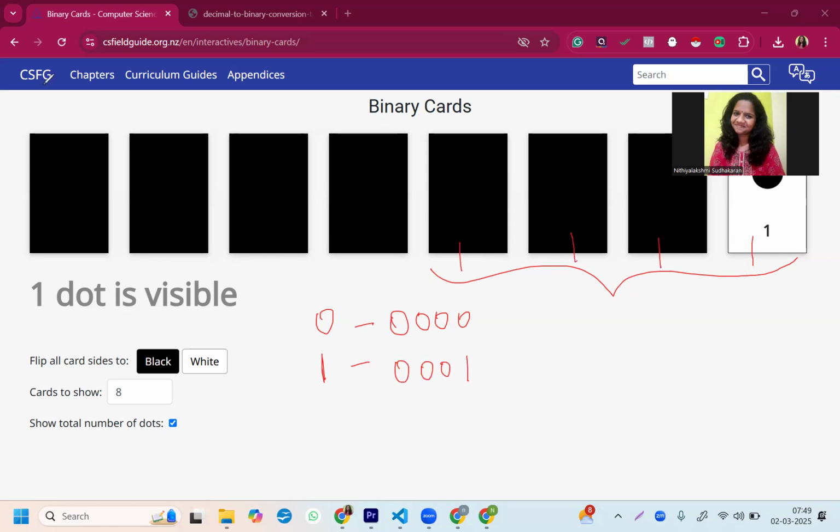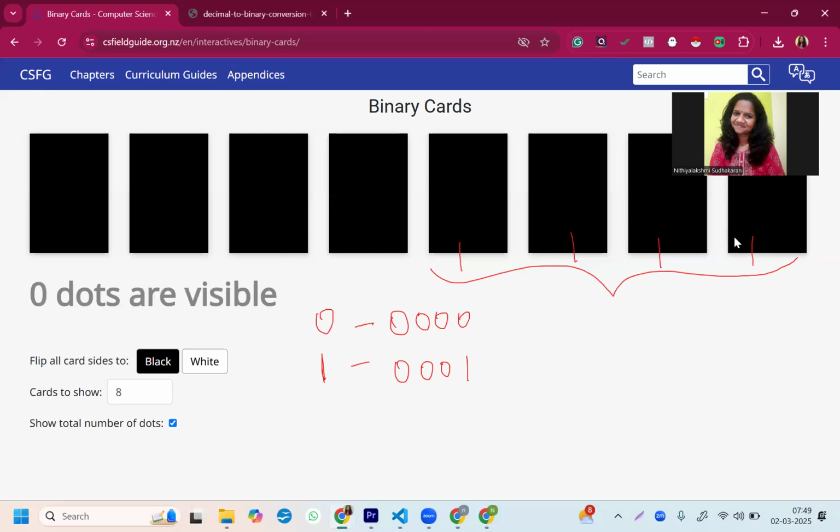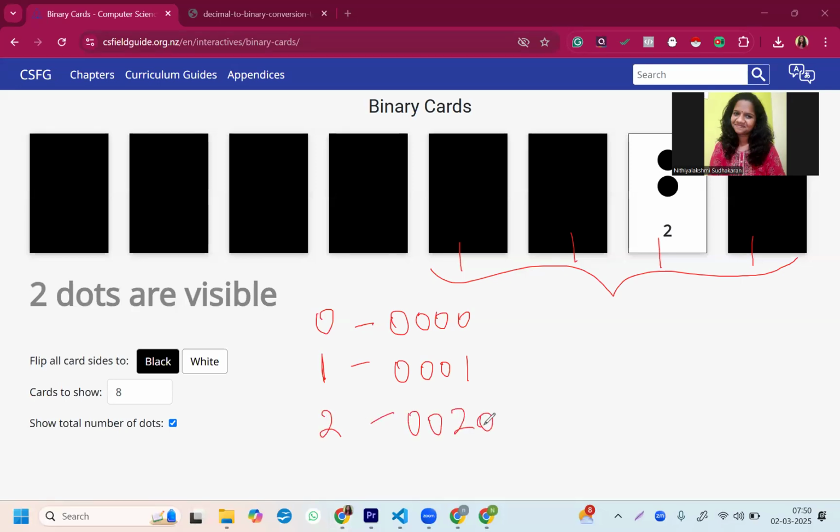Next, I want to represent 2. In that case, I have to open the second card, which has 2 dots. So 2 is represented as 0010, because the other cards are in off state and the second card is opened, which has 2 dots, 2 to the power of 1, which is 2. So 0010.